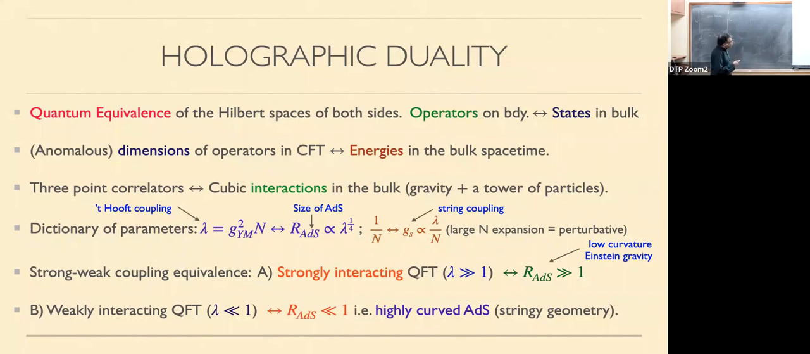But you can talk about the three-point functions. They capture the interactions in the bulk, for instance, the cubic interactions in the bulk of not only gravity, but gravity plus a tower of particles, which comes in a string description in general. So there is a dictionary of operators, of correlation functions, and of course, what I was saying earlier about the strong-weak coupling equivalence follows from a dictionary of parameters. So for instance, in this most canonical case, the field theory is a gauge theory, and in particular what is called a large N gauge theory: a gauge theory with gauge group SU(N) in which you take N very large, but scale parameters accordingly to get a sensible limit.